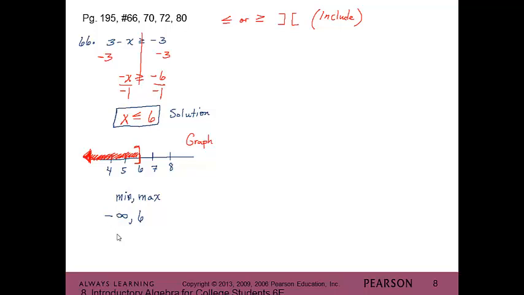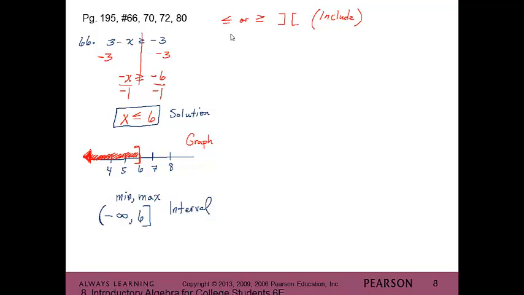Now we need to close these. Well, on your infinities, negative infinity as well as positive infinity, you always put a parentheses. And then on the 6, because it said less than or equal, we're going to have a bracket. So this is our interval.